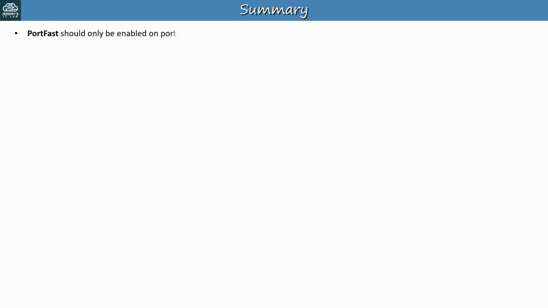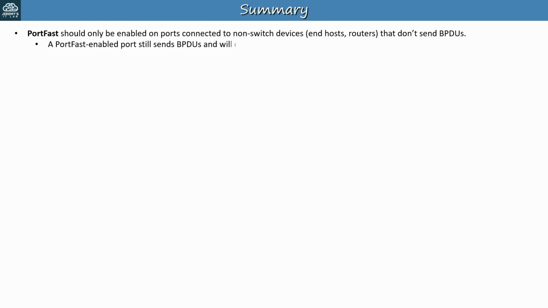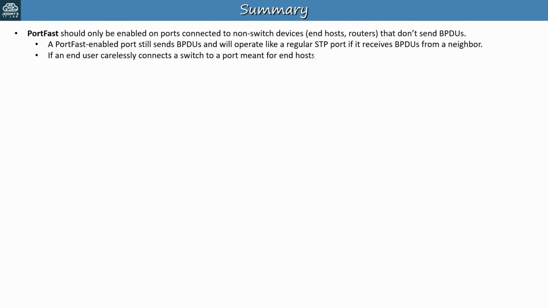PortFast should only be enabled on ports connected to non-switch devices that don't send BPDUs. Usually, you enable it on all ports connected to end hosts like PCs and maybe routers. The port still sends BPDUs, and will operate like a regular STP port if it receives BPDUs from a neighbor. This means that if an end user carelessly connects a switch to a port meant for end hosts, like Bob from accounting did in our example, it could affect the STP topology.